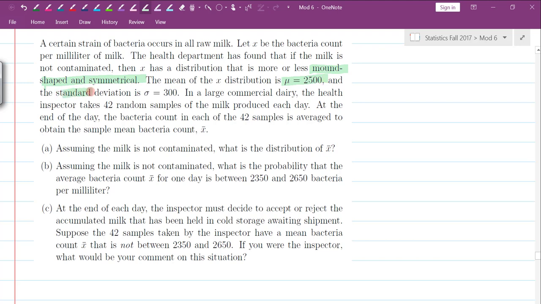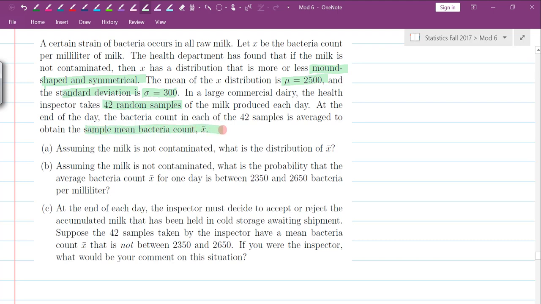In a large commercial dairy, the health inspector takes 42 random samples. What does that tell us? That tells us that little n is equal to 42. Our sample size is equal to 42. So he takes 42 random samples of milk produced each day. At the end of the day, the bacteria count in each of the 42 samples is averaged to obtain a sample mean bacteria count called X bar.